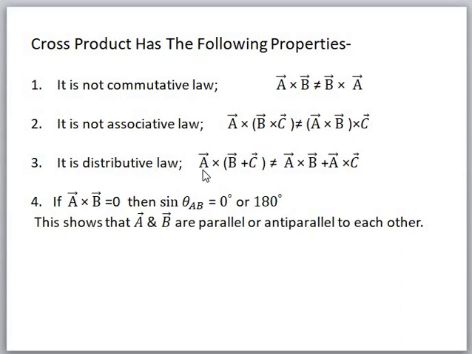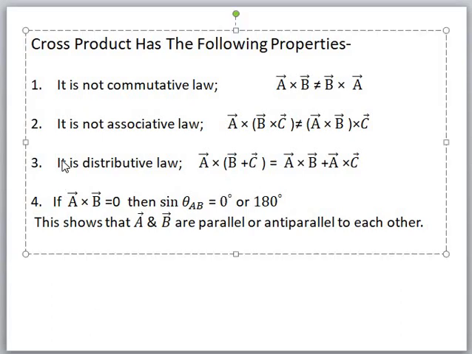Now let's see vector a cross in bracket vector b plus vector c. The cross product follows the distributive law. Vector a cross in bracket vector b plus vector c is equal to vector a cross vector b plus vector a cross vector c.